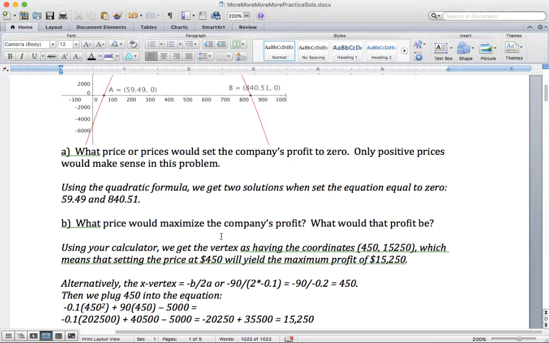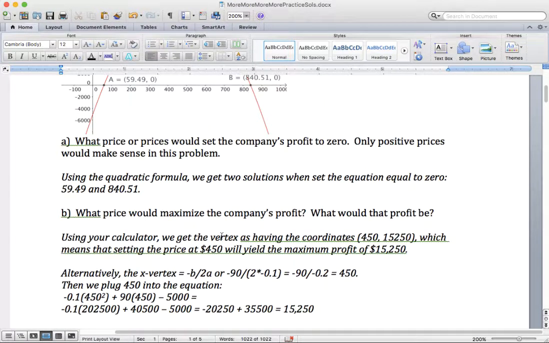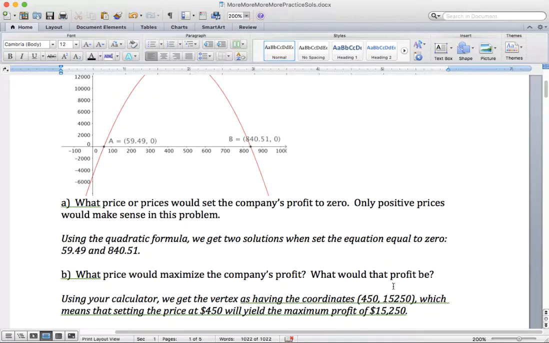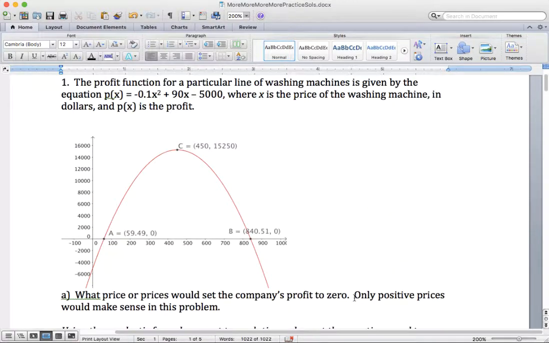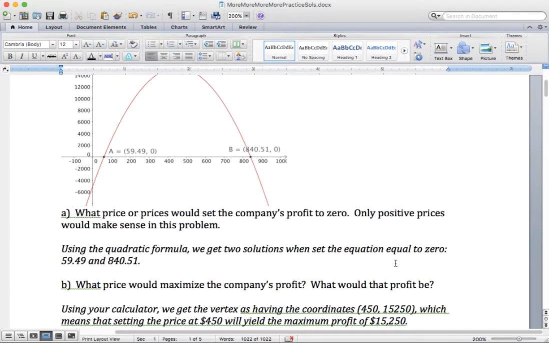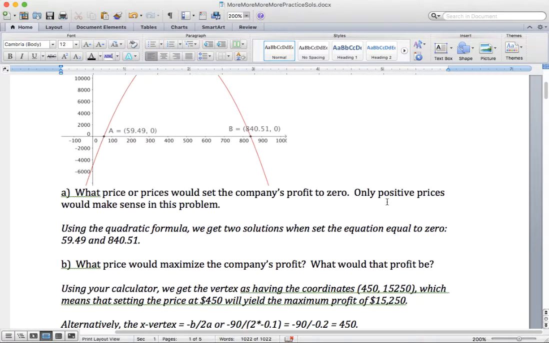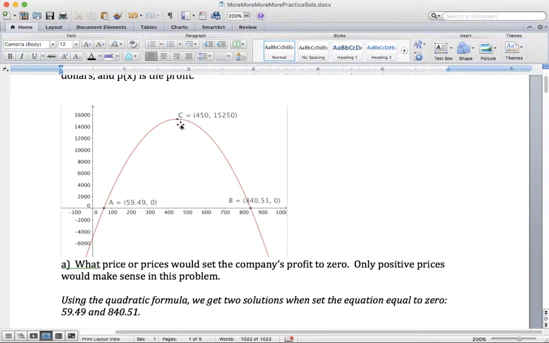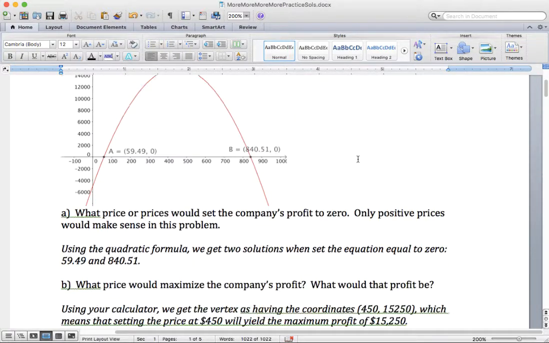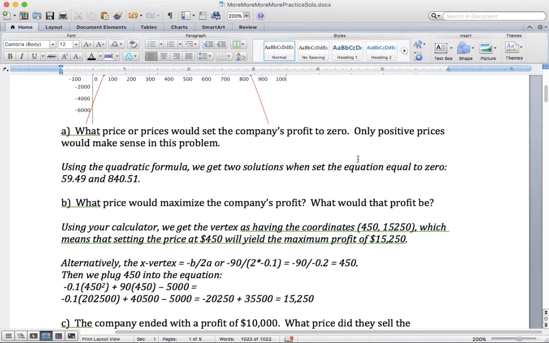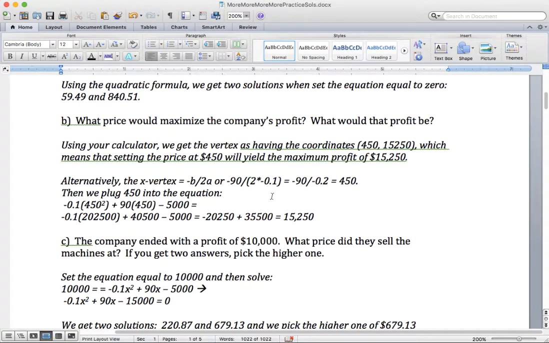What price would maximize the company's profit? So again, the quadratic formula program you have in your calculator will generate, as its third and fourth numbers, the coordinates of the vertex, an x-coordinate of 450 and a y-coordinate of 15250, which represents setting the washing machine price to $450, which would generate a profit of $15,250.